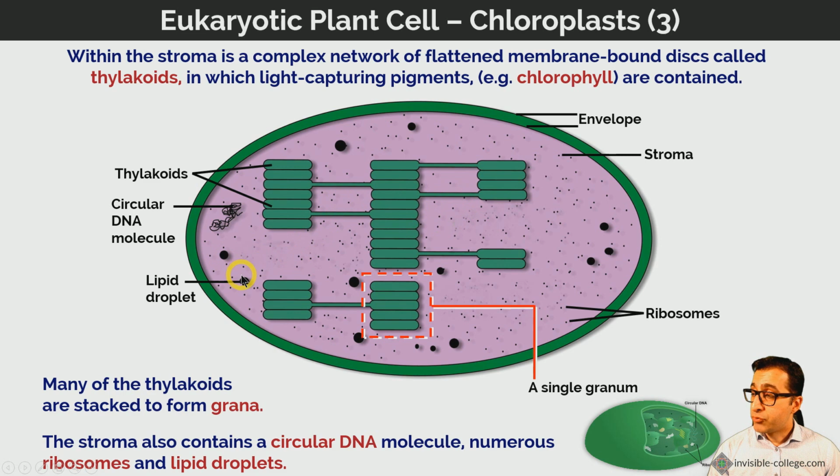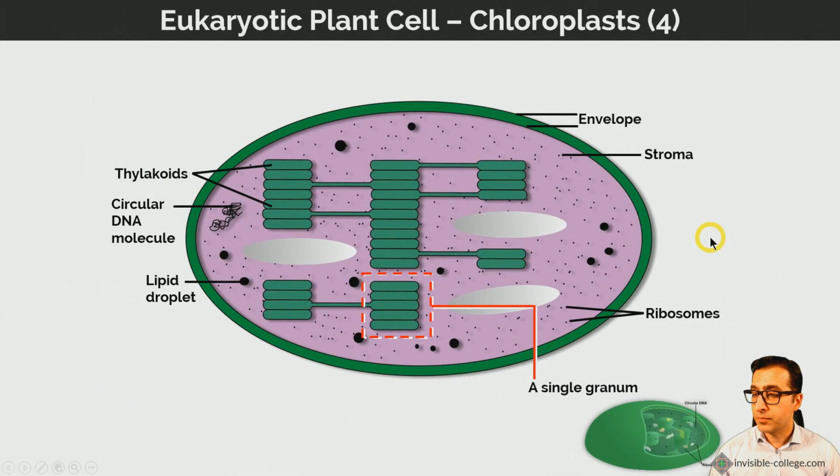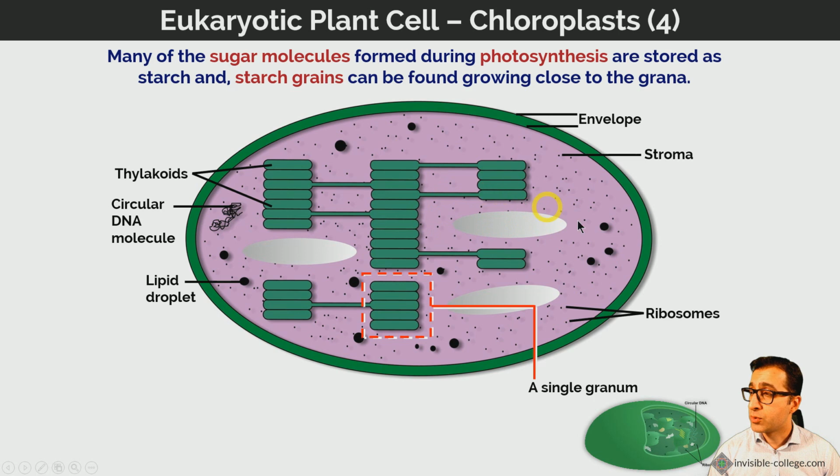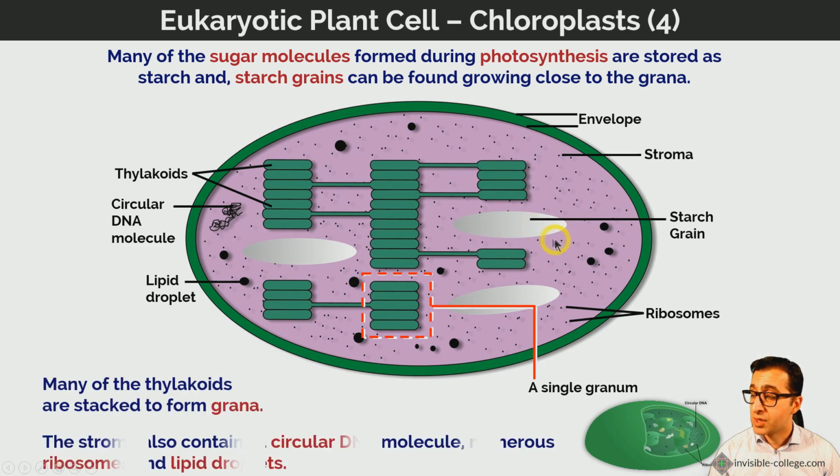Now, these lipid droplets are also visible under higher magnifications, and these are simply droplets of lipids, which are kind of storage areas for lipids, which are to be used by the chloroplast later on. So many of the sugar molecules formed by photosynthesis are stored as these starch granules, these starch grains, inside the chloroplast. Now these are not quite the same as amyloplasts, but they serve a similar function here. It's for long-term storage of large numbers of glucose molecules as a polysaccharide, as starch.